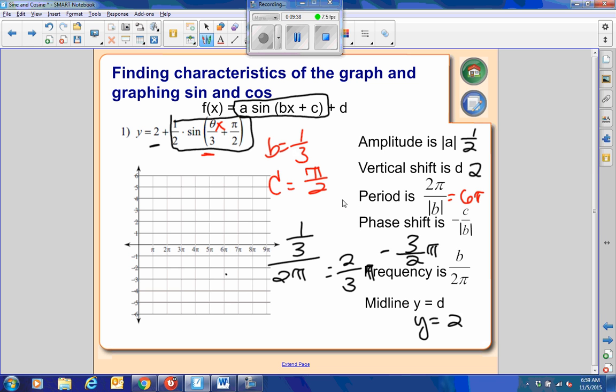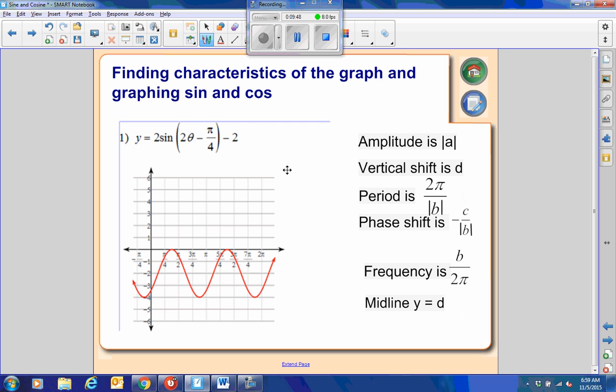Feel free to rewind this if I seem like I went too fast, and re-listen. But go ahead and try this problem on your own.